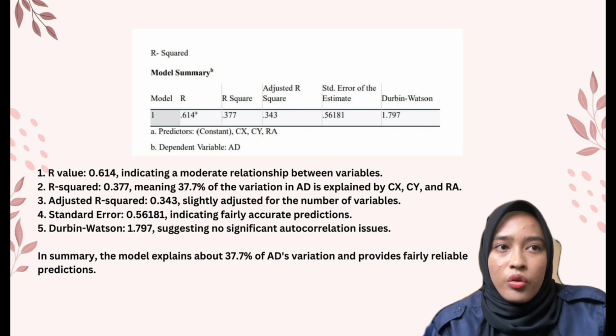The Durbin-Watson value of 1.787 suggests there are no significant issues with autocorrelation, meaning the errors in the prediction are not systematically related. In simple terms, the model explains a little over one third of the variation in AD and provides reliable predictions.